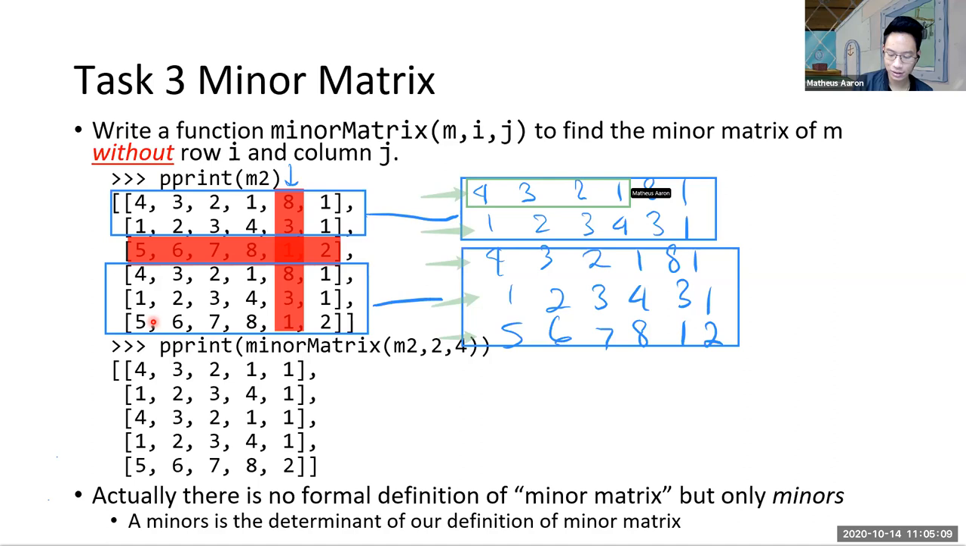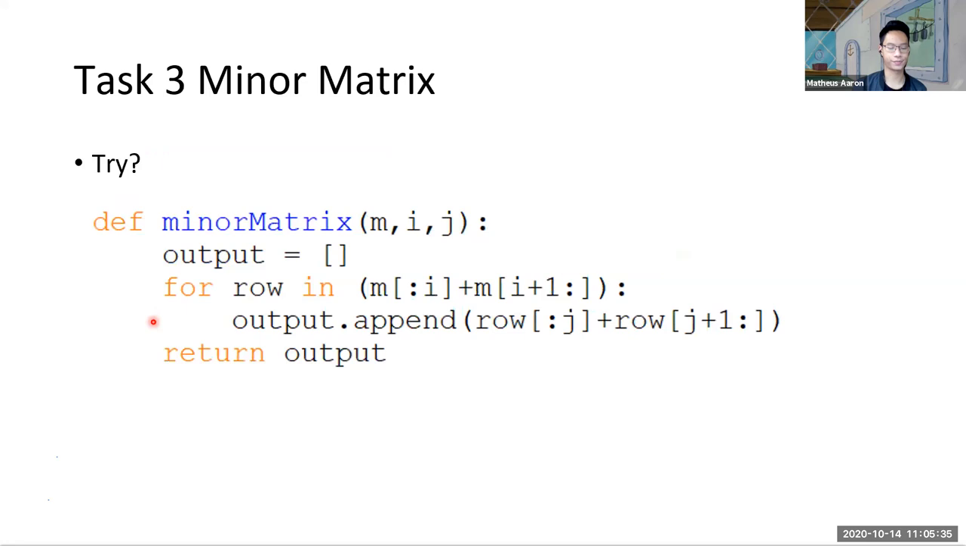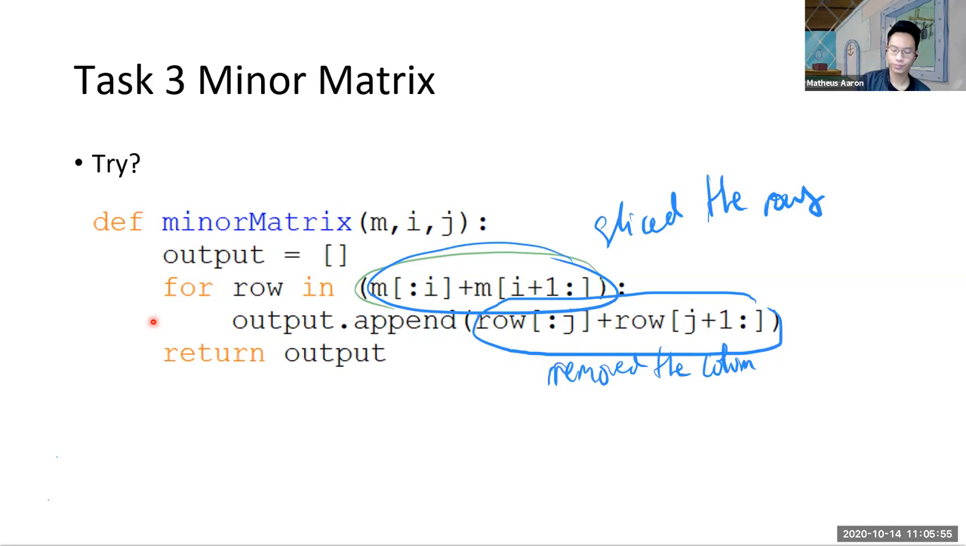For each row. Meaning that if we need to do it per row, we kind of know that we need a for loop here. But after you take those parts, you combine them together. Hence, we remove the column. The code is here. This part over here slices the rows. And this part over here slices the column, but removes the columns for each row.